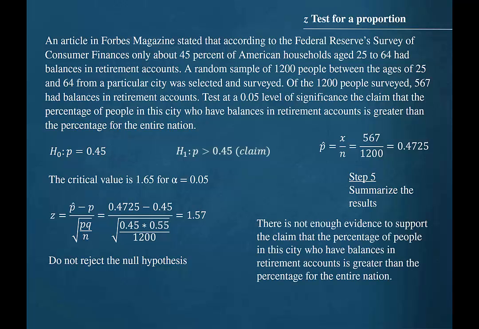Step 5 is to summarize the results. Since we will not reject the null hypothesis, our conclusion is that there is not enough evidence to support the claim that the percentage of people in this city who have balances in retirement accounts is greater than the percentage for the entire nation.